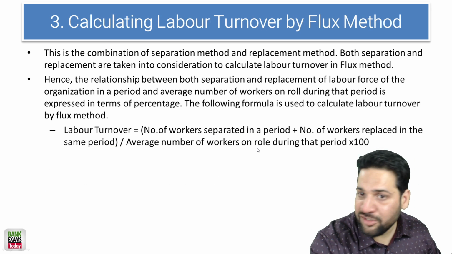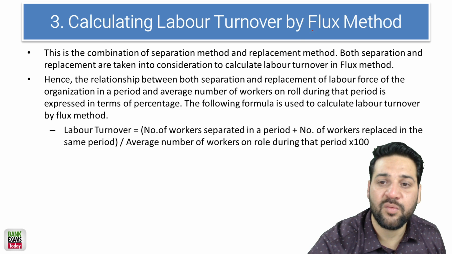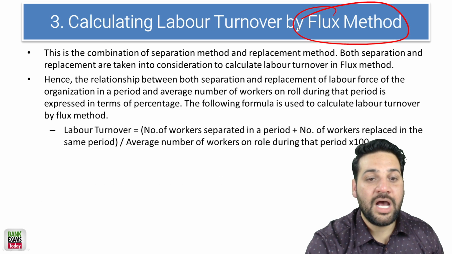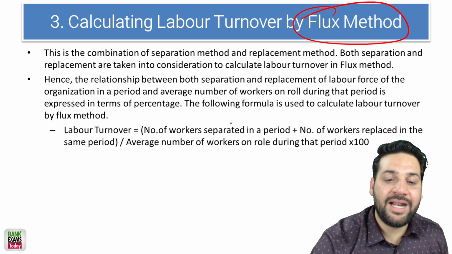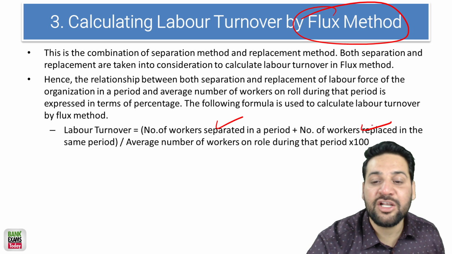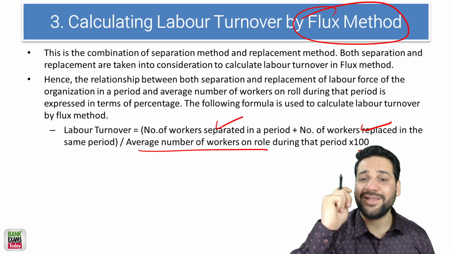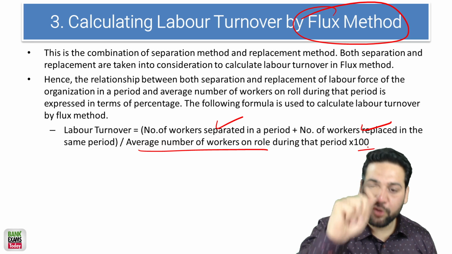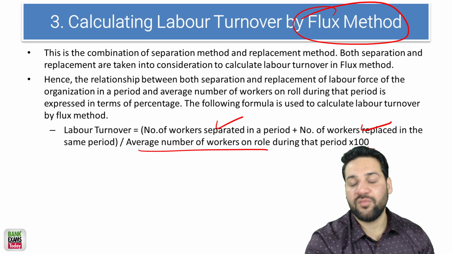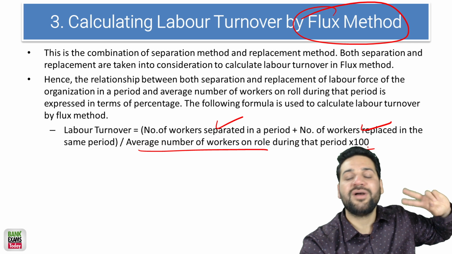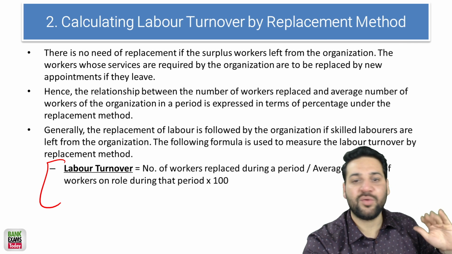Here it is replacement. And the third one is the flux method. What is the flux method? It is a combination of both replacement and separation. How is it calculated? You need to add both the people who separated and the replaced, divided by the average number of workers, multiplied by 100. So the flux method is a combination of both the number of workers who separated and the replaced, divided by the average number of workers, multiplied by 100. So that is what the flux method is.